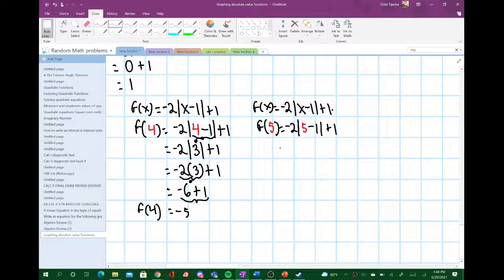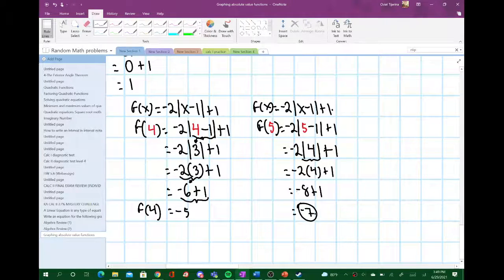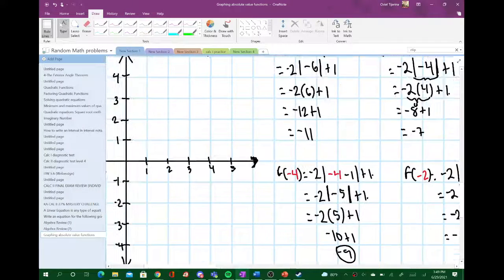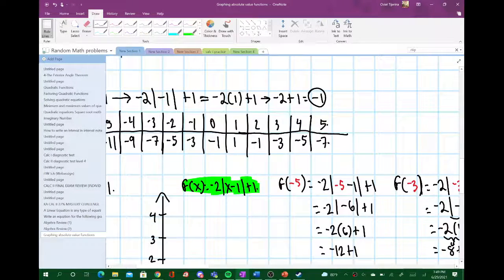This is going to be equal to negative 2 times the absolute value, and then 5 minus 1 is 4, and then we're going to add 1 right here. Now what is the absolute value of 4? That's just 4, right? So we're going to say negative 2 times 4 plus 1. This is going to be negative 8 plus 1, which is going to be negative 7. Okay, so when x equals 5, y equals negative 7.